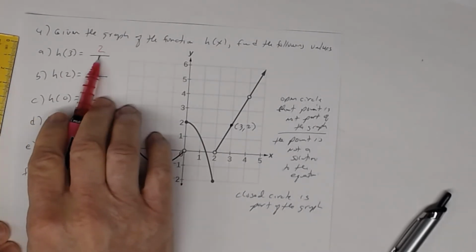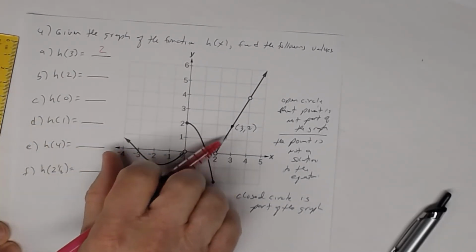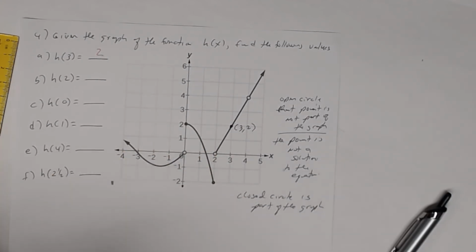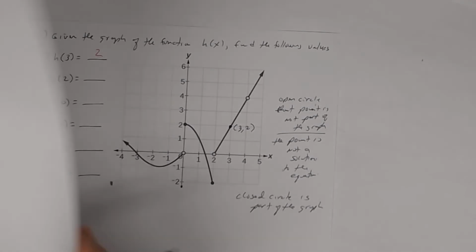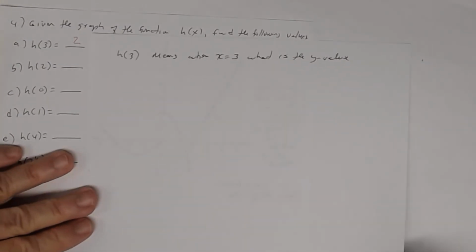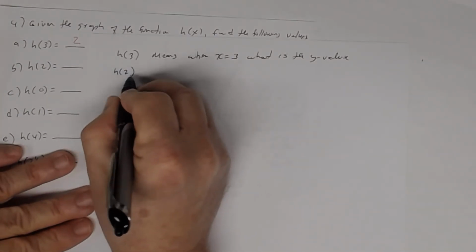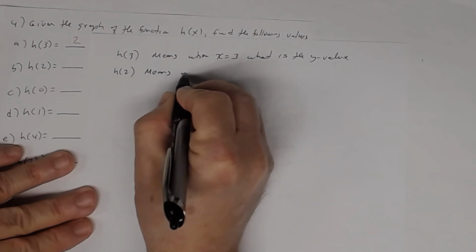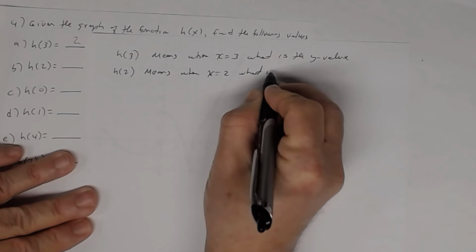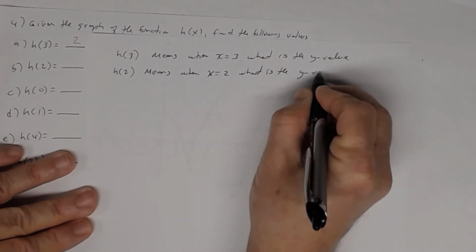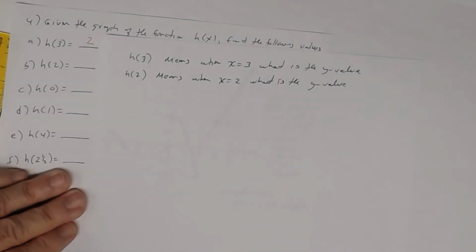So when x is 3, my y value is 2. That's what you see here, right? 3, 2. All right. So this one, the next one, when h is 2, what's the y value? You want to find h of 2. So h of 2 means when x is 2, what is the y value? What is the y value or the y coordinate?